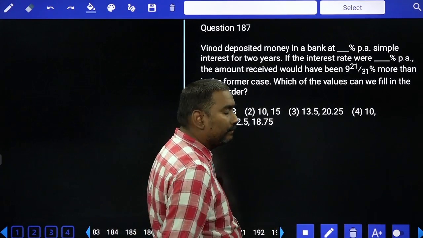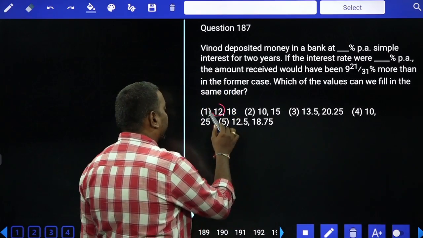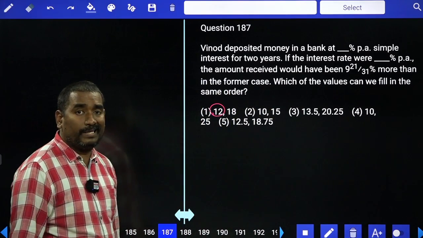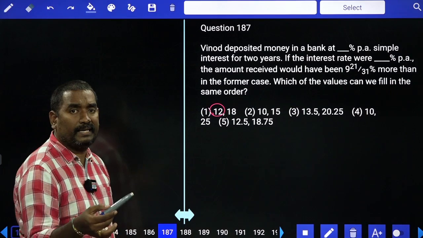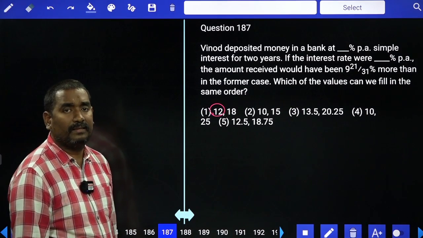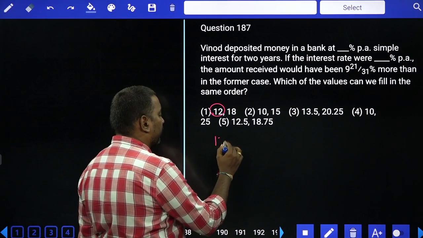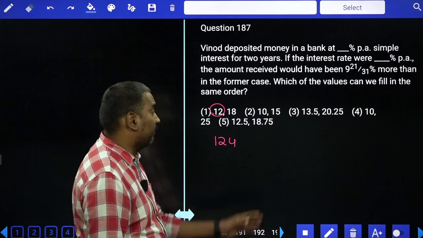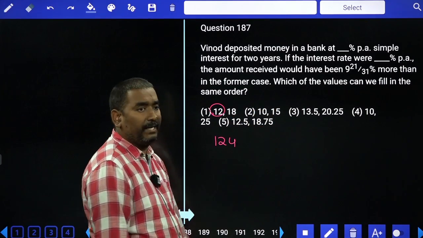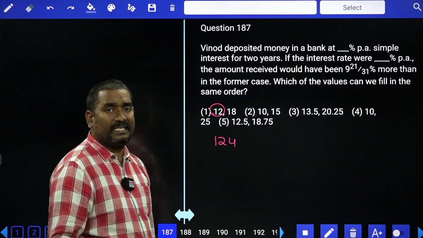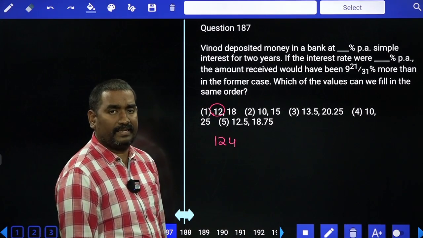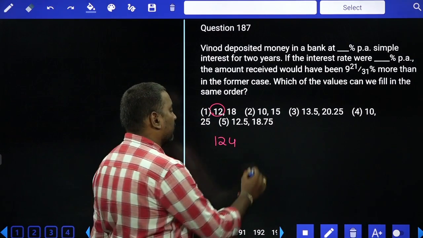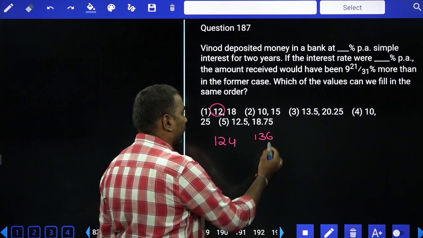Suppose 12% is the first blank. 1 year 12% means 2 years interest is 24%. Interest 24 means the amount is 124. Whereas in the second blank, if it is 18%, the rate of interest is 18, so for 2 years the interest is 36. Interest 36 means the amount is 136.